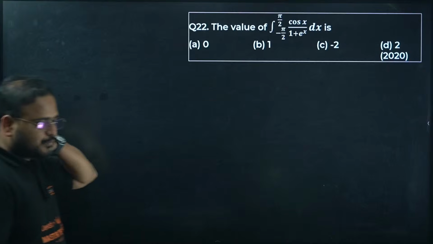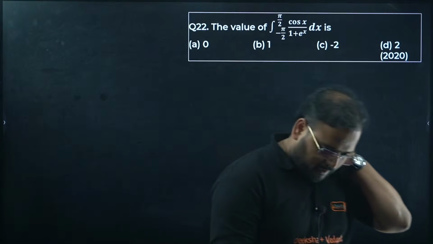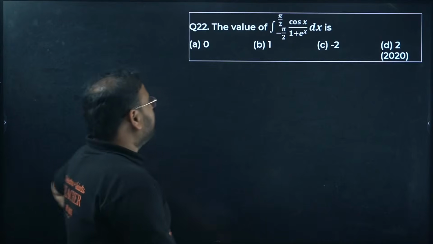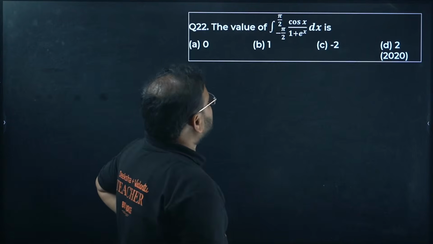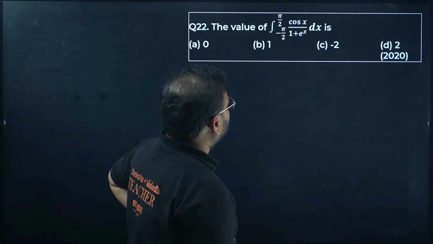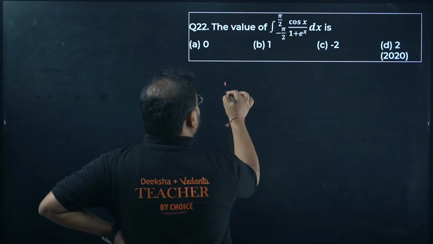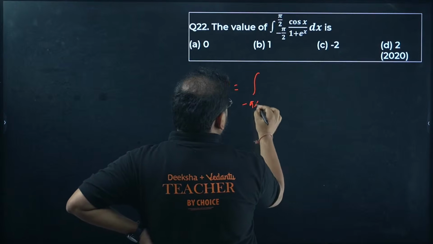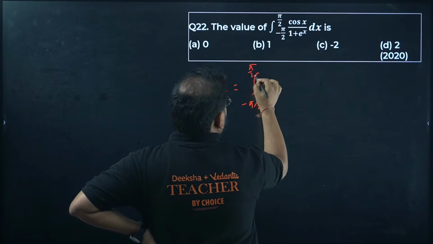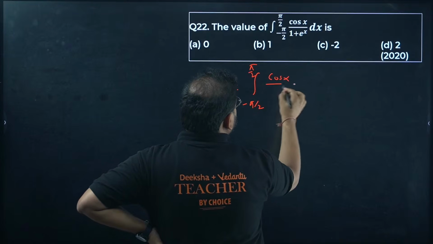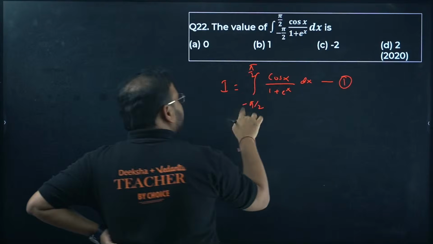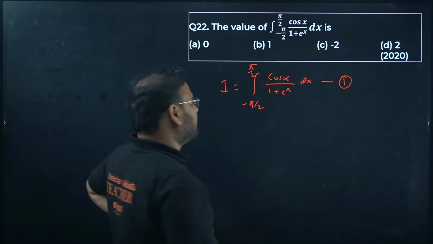Next, question number 22. The value of the integral of cos x upon 1 plus e power x dx, from minus pi by 2 to pi by 2. Okay, this is a good question. Again, same rule, but a good problem. Let me write the first equation. We have I equals the integral of cos x upon 1 plus e power x dx as equation number 1. Same thing, just add the limits and subtract x.